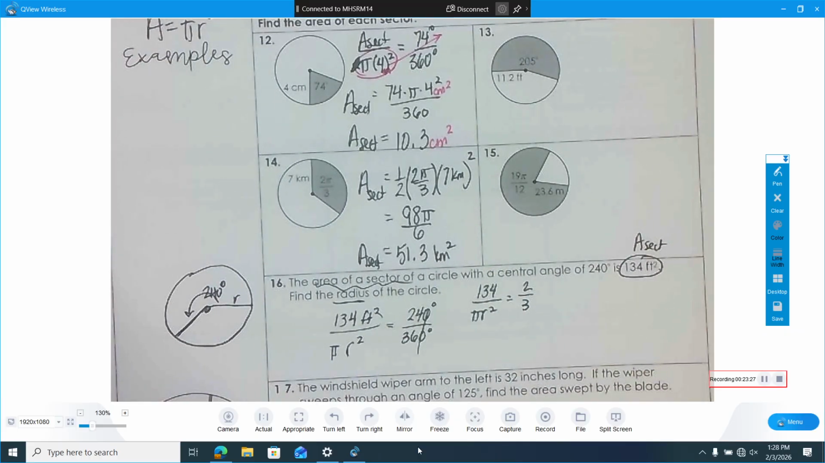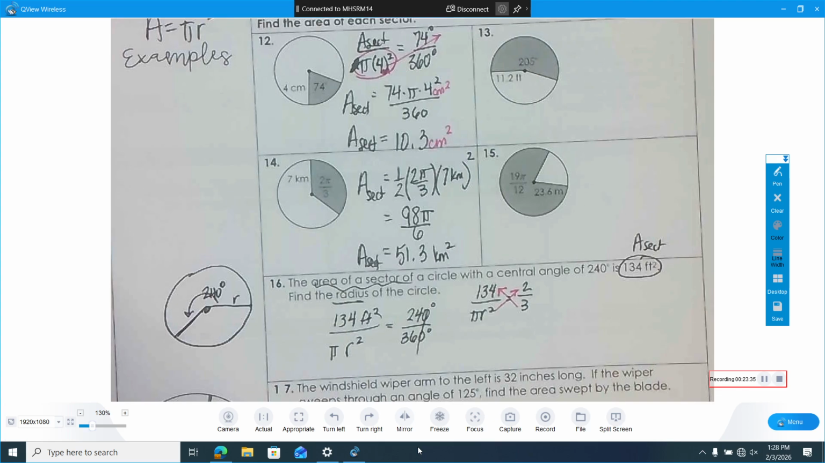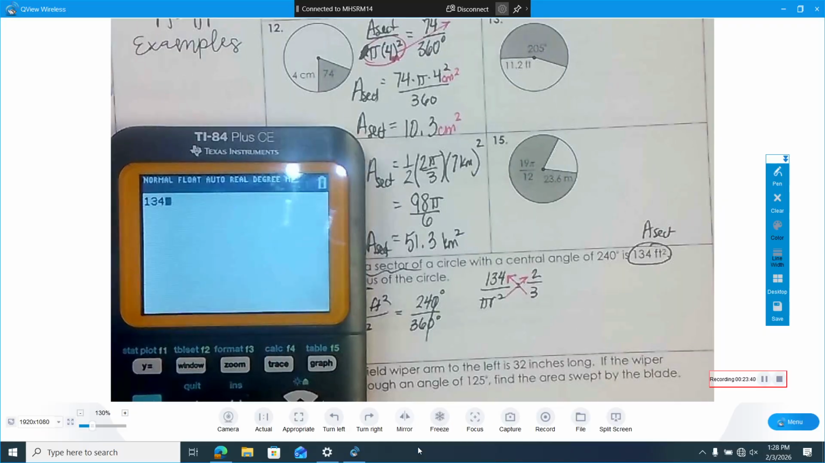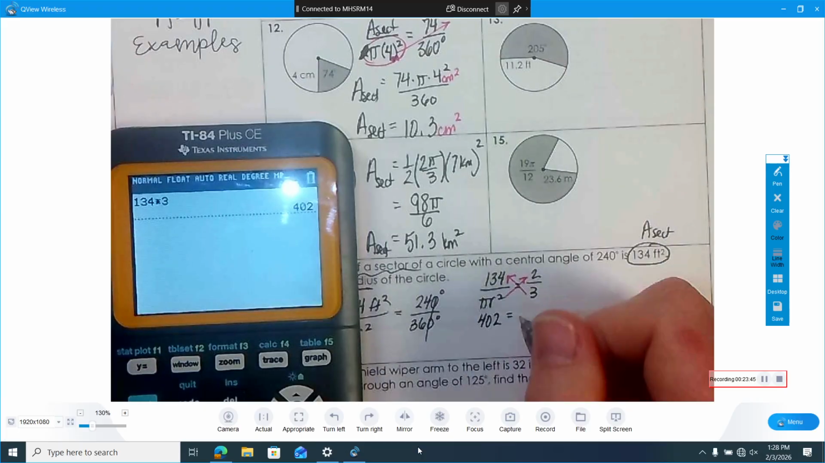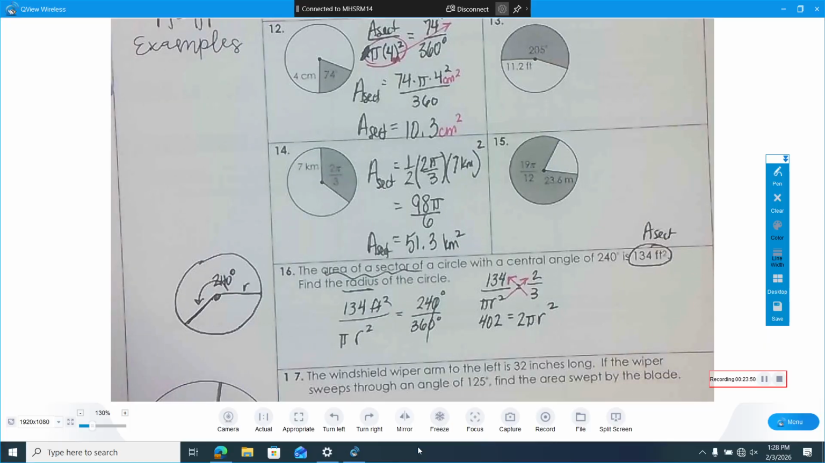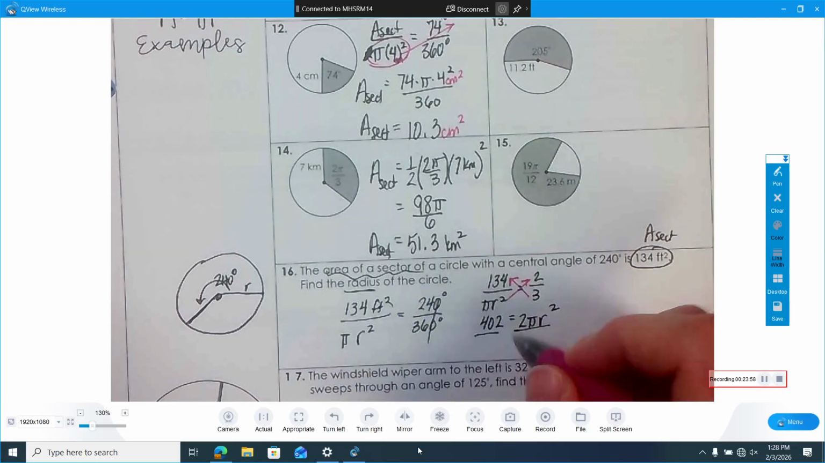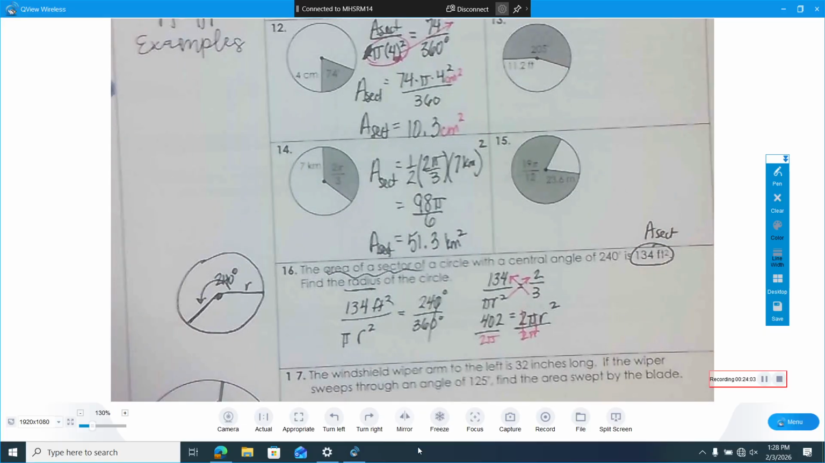All right, now how do you solve? Cross multiply. In this case, I'm going to cross multiply. 134 times 3 is beyond me, so that's 402 equals 2 pi radius squared. And so what do you want to do? Just divide by 2? Divide by 2 pi, very good. We're going to divide away the 2 pi. So the 2's cancel out and the pi's cancel out.